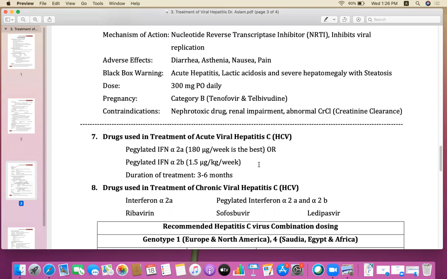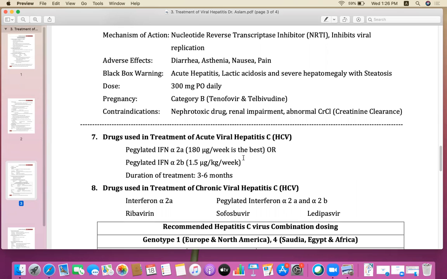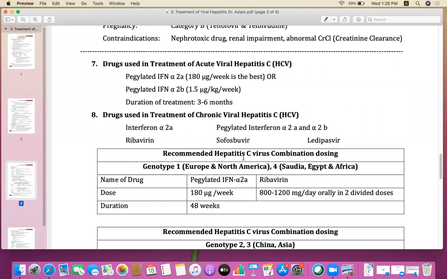Again, please take a note. We are not using interferons in the treatment of acute HBV infections. We are using the interferons in the treatment of acute HCV infections. So this is the difference between the B and C. Let us see the treatment of chronic viral hepatitis.